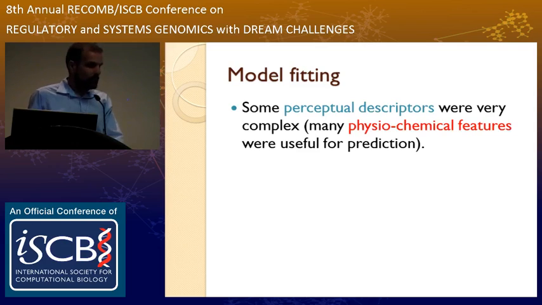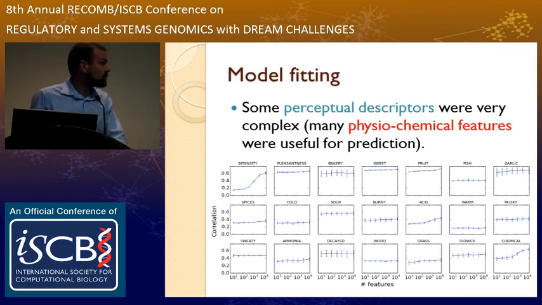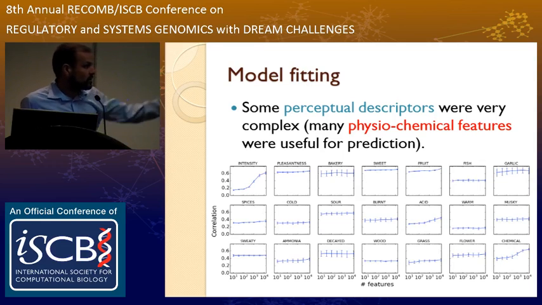Now the more interesting part of the talk: some of the perceptual descriptors were very complex, meaning they required a lot of physicochemical features from the Dragon data set to predict accurately, or to predict as accurately as possible. Intensity was the most extreme of these. Here are the 21 perceptual features arranged in a 7x3 matrix: intensity, pleasantness, and so on. On the x-axis is the number of features on a log scale. On the y-axis is the correlation between the prediction and the actual values in cross-validation.